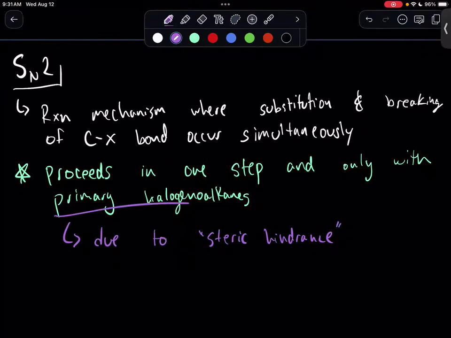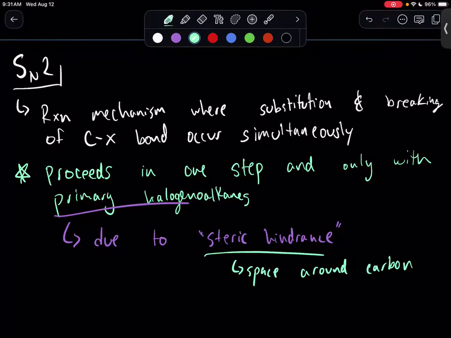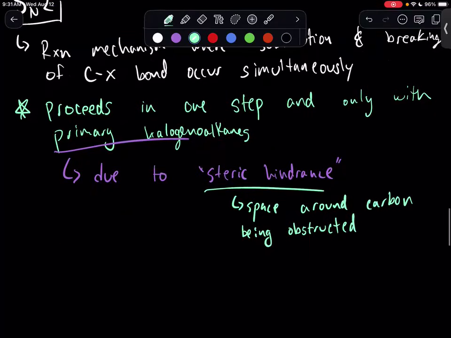Now, if we're going to break that word up, steric comes from the same root as stereoisomer. So we're talking about specifically the space around the carbon being obstructed. So if there's steric hindrance, then around that carbon that's bonded to the leaving group, it's obstructed.